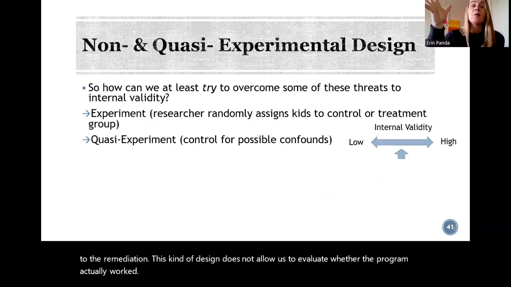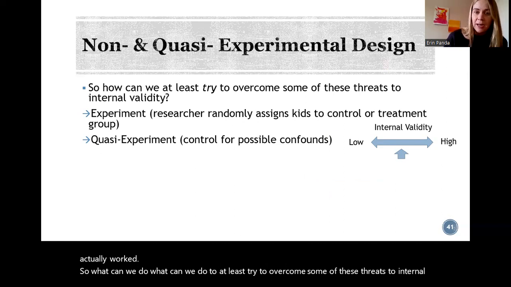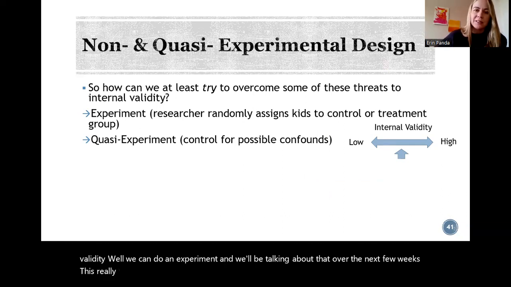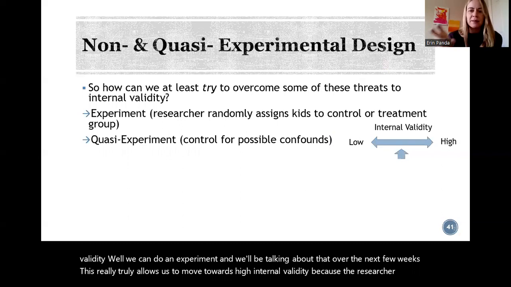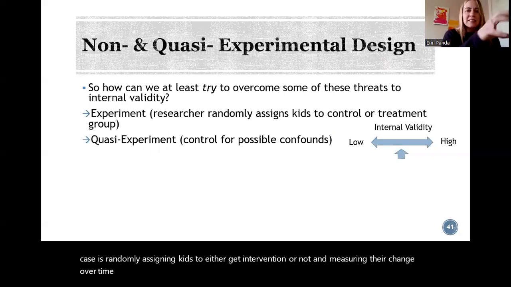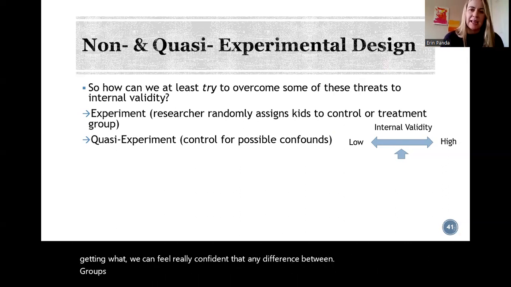So what can we do? What can we do to at least try to overcome some of these threats to internal validity? Well, we can do an experiment, and we'll be talking about that over the next few weeks. This really truly allows us to move towards high internal validity, because the researcher in this case is randomly assigning kids to either get intervention or not and measuring their change over time. And because the researcher is determining who's getting what, we can feel really confident that any difference between groups is really due to the remediation.